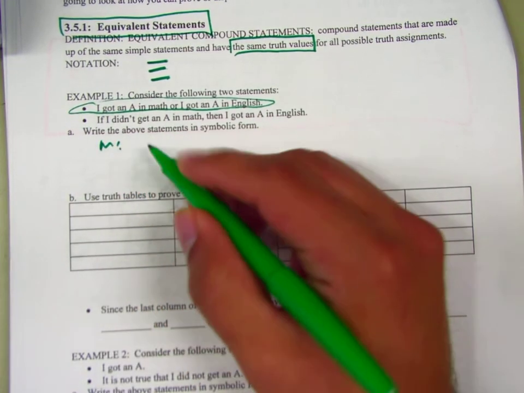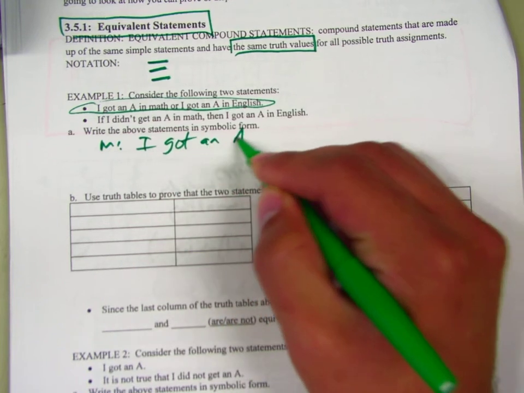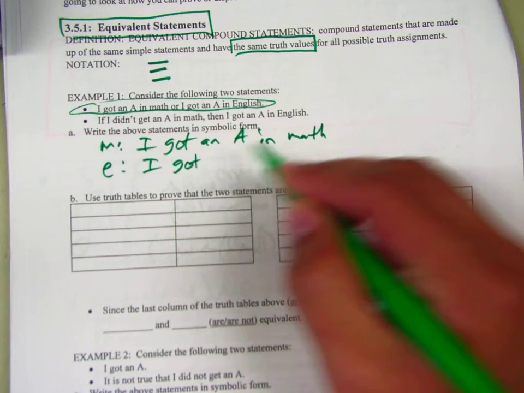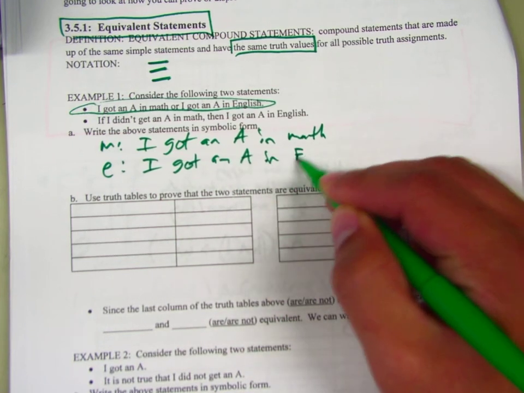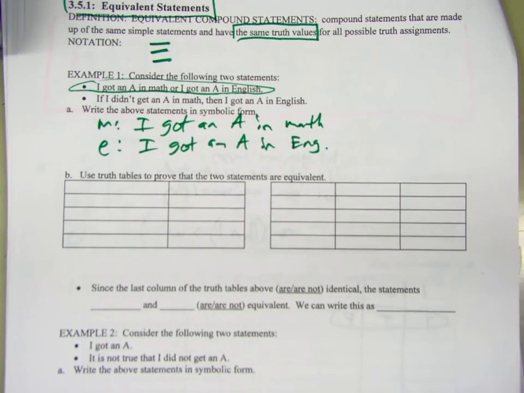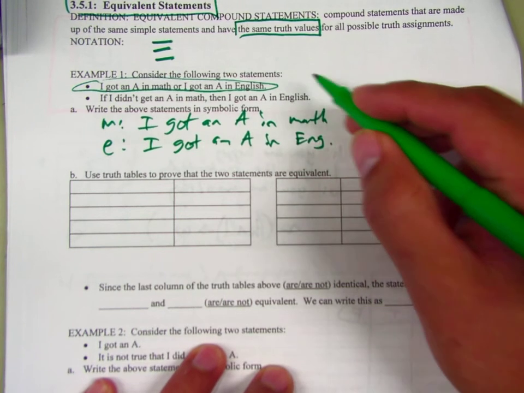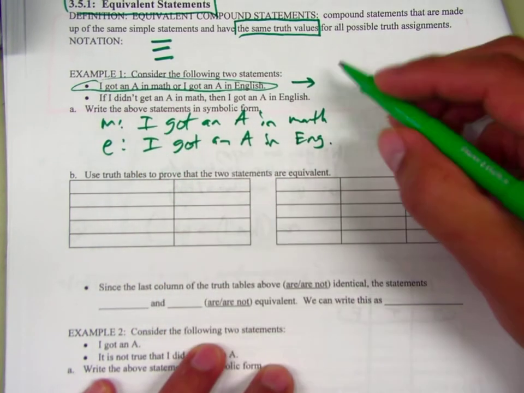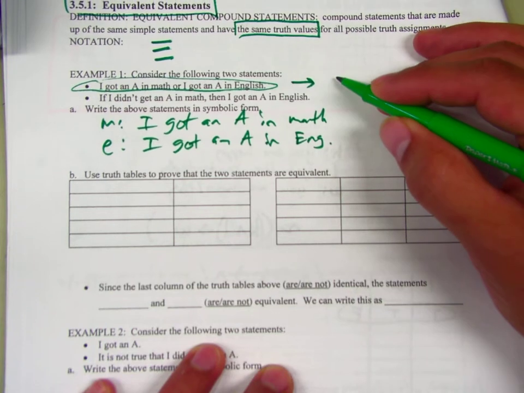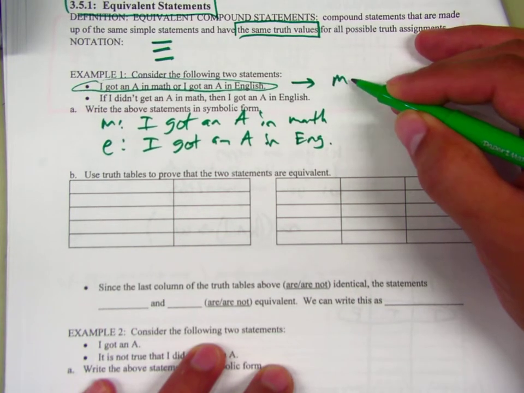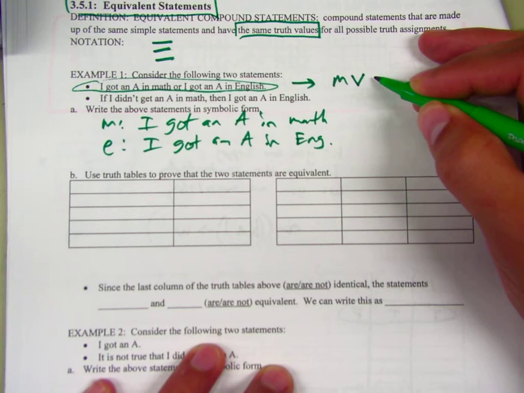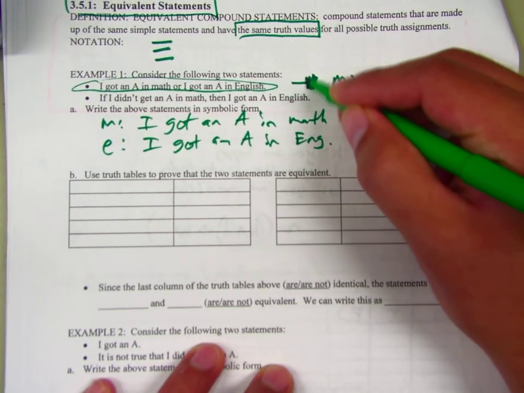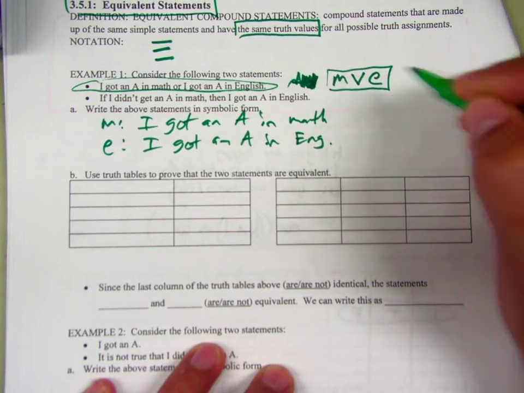Here in math class, we can look at something like these 2 statements. So let's say M is I got an A in math. And let's say E is I got an A in English. And now if we translate each one into symbols, how would I write I got an A in math or I got an A in English? M, the V, which is or, E. And now I probably shouldn't have used this arrow. That could be confusing. So this is how we translate the first sentence.